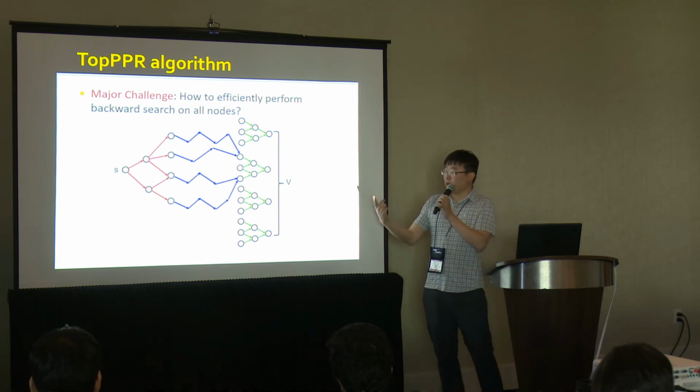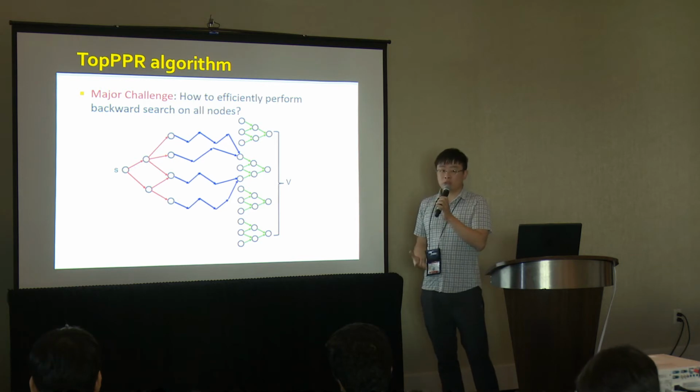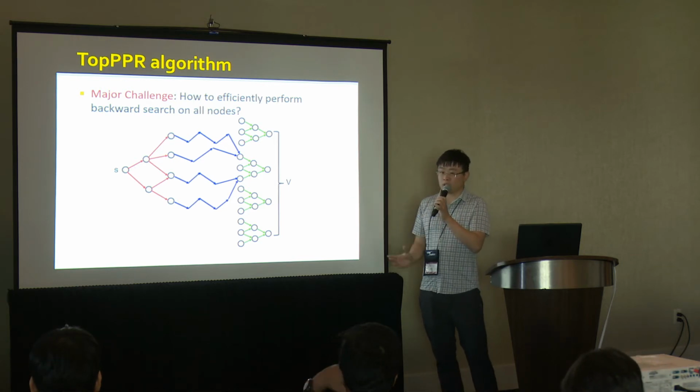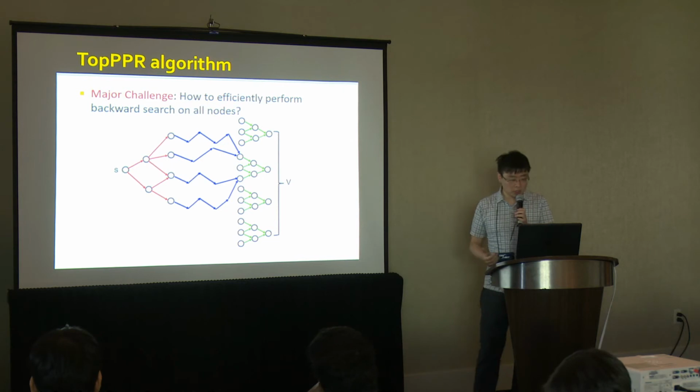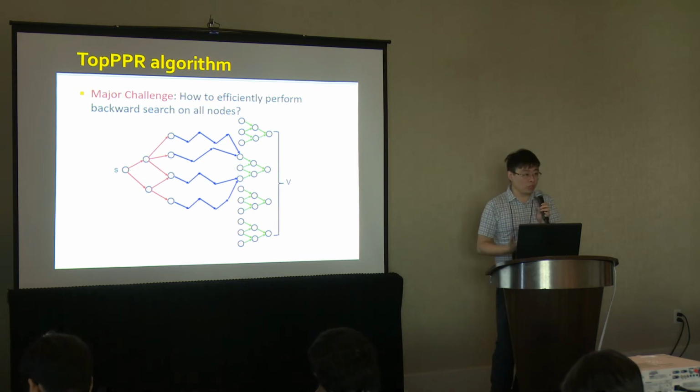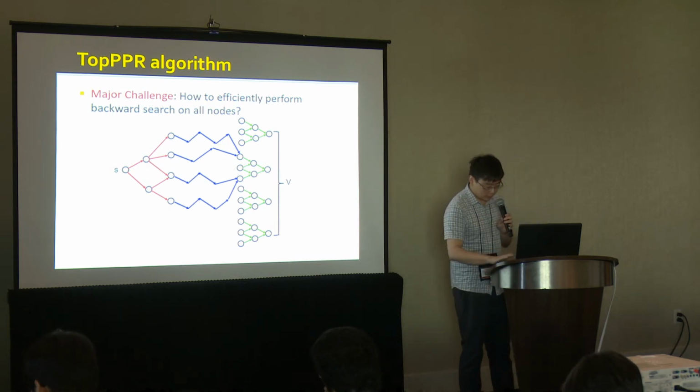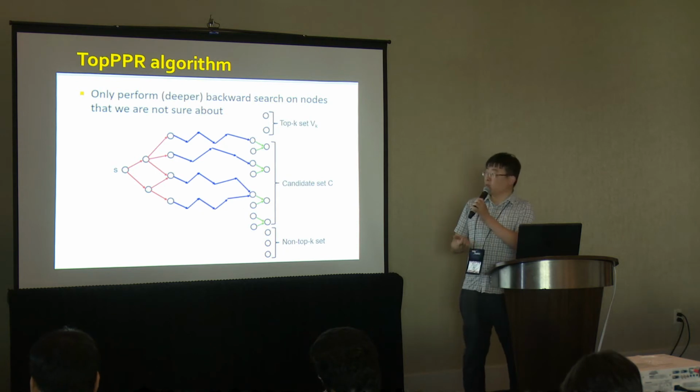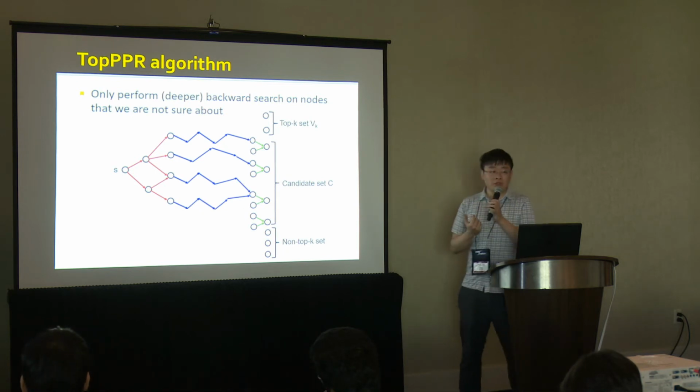But the TopK PPR queries only give you a source node, which essentially means every node in the graph is a target node. So the question is, how do we perform backward search on all nodes efficiently? And the answer is, well, we don't. We divide the graph into 3 sets.